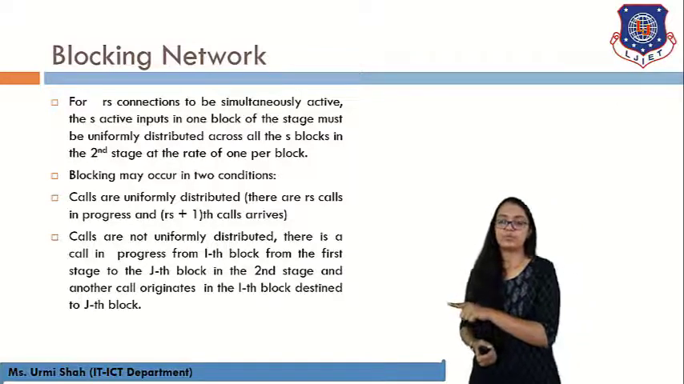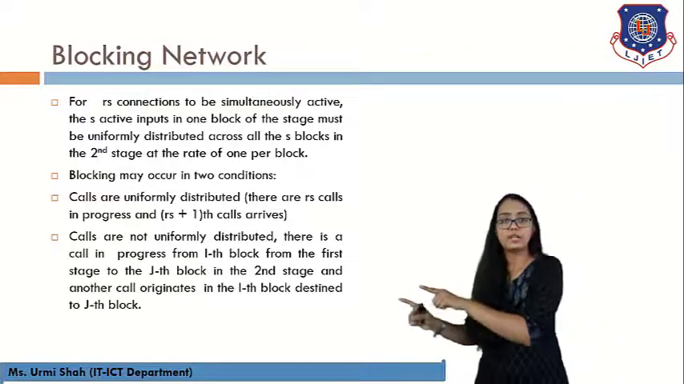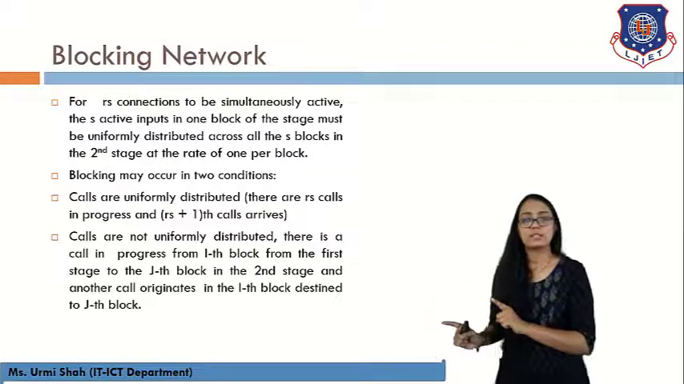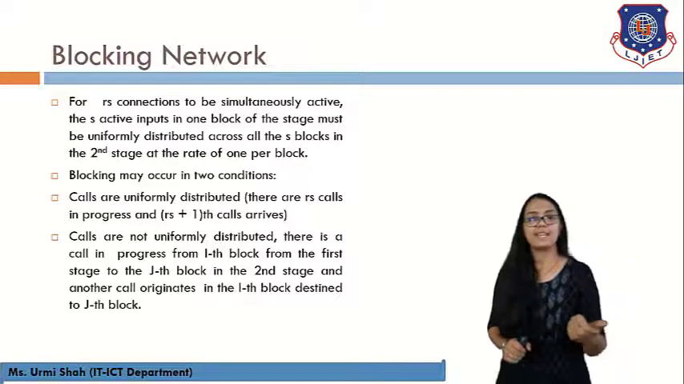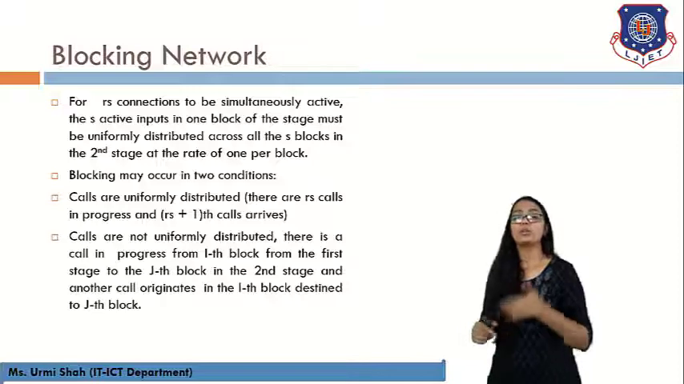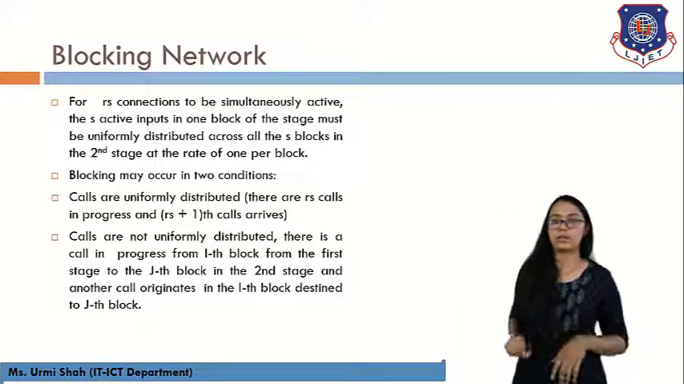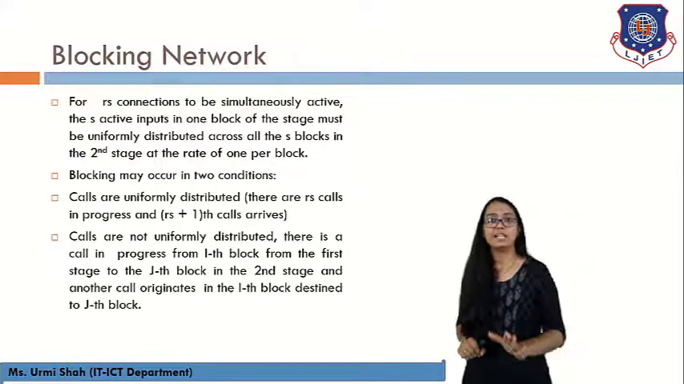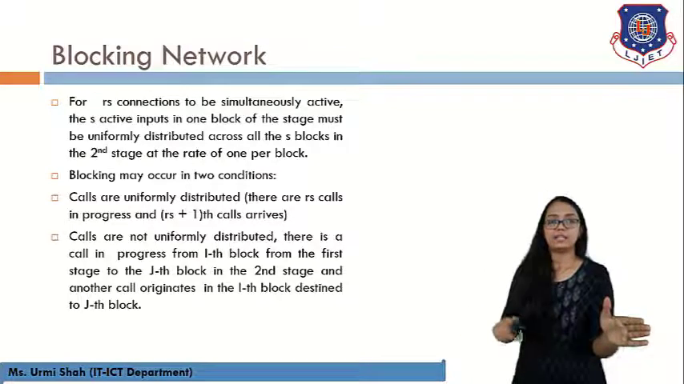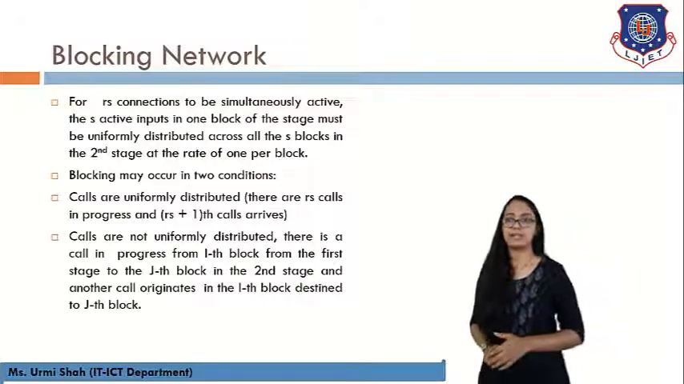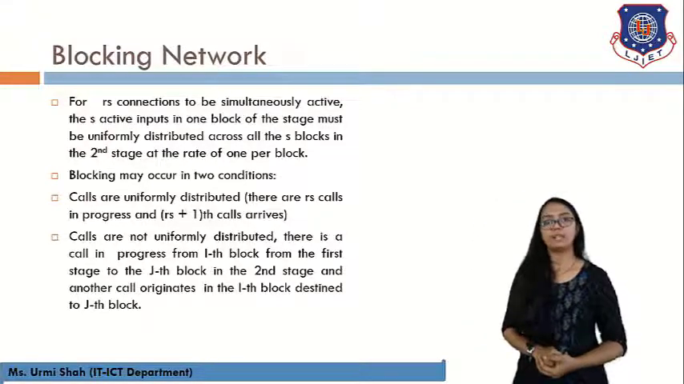Second, if calls are not uniformly distributed, there is a call in progress from the ith block of the first stage, and there is a call to the jth block in the second stage. Another call originates in the ith block destined to the jth block. So these conditions will create a blocking network. No call will be entertained by the inlet towards the output side. So these are the conditions for blocking of a network.